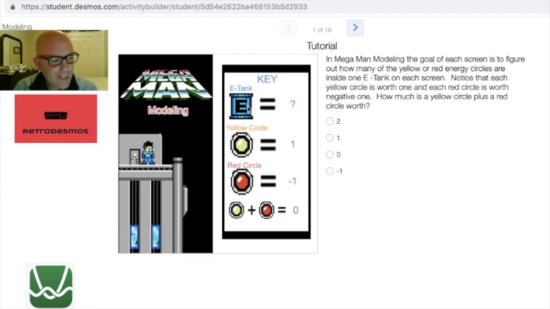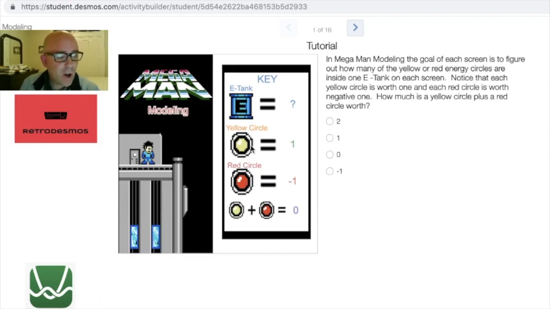So getting back here to the activity, we've got those energy tanks, and they're going to represent our variable. The goal of each one of these activities, or each one of these stages that we'll run into in the game, is we're trying to figure out how many of either these yellow or red circles are actually inside each energy tank. These values are a little bit more stable. They give a little more consistent health back. The red one I actually made up. There aren't any red ones in the game, but to me, if you have those red and yellow counters, this really parallels well in your classroom.